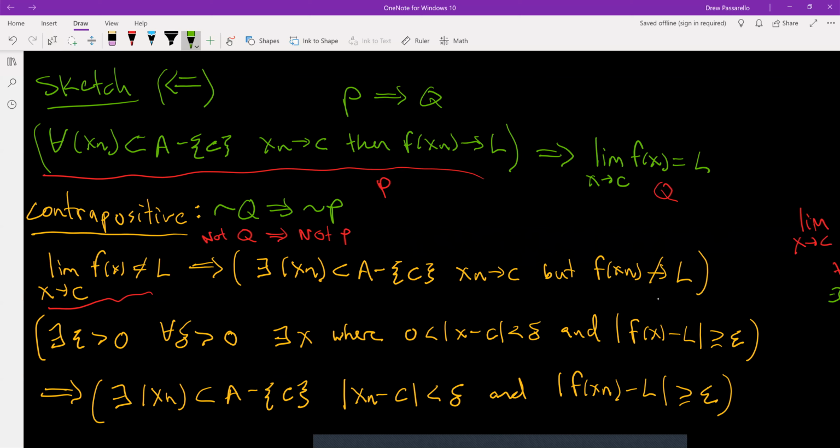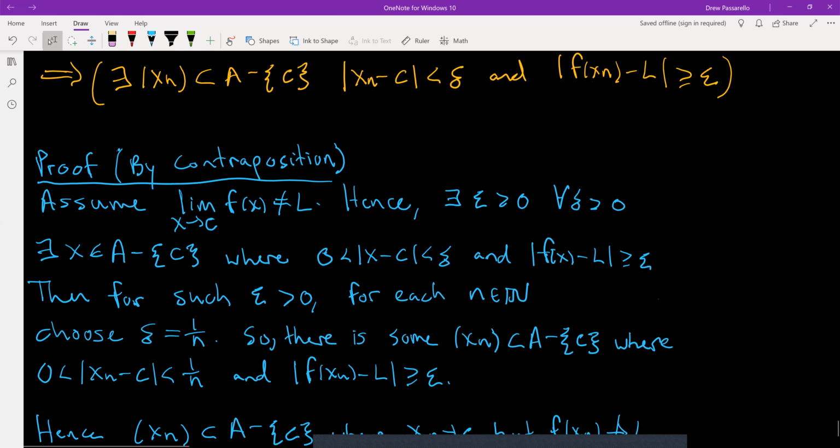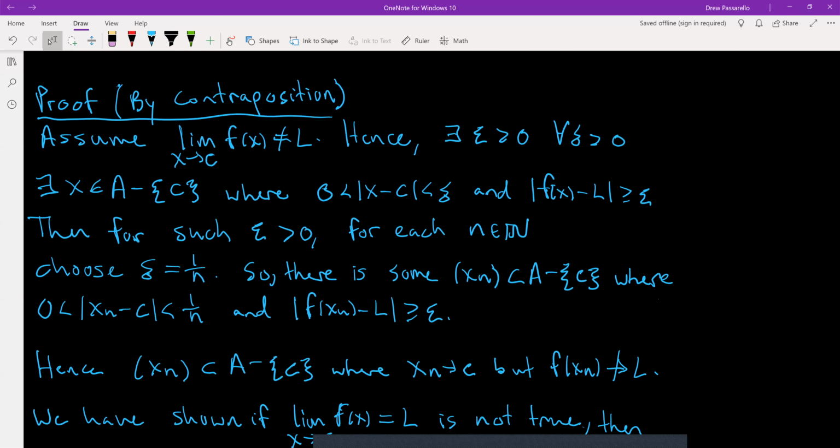Well, not P would be the negation of P. And so the negation of that would be there exists an xn in A minus {c}, where |xn - c| is less than delta, and |f(xn) - L| is greater than or equal to epsilon. All right, so if we can show that, then we could say, by contraposition, P implies Q. Okay, so proof by contraposition: assume the limit as x approaches c of f(x) does not equal L.